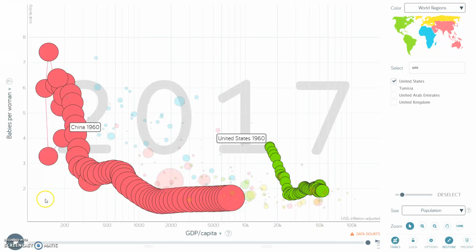So as we've seen, common trend, high total fertility rate, number of babies per woman. Then as that GDP grows, the number of babies per woman sinks. And then same within a developed country here, high number of babies per woman, and as the GDP per capita grows, the number of babies per woman sinks down.